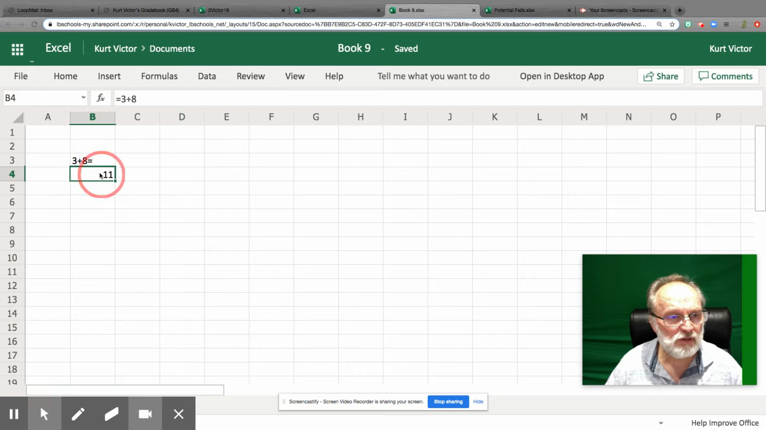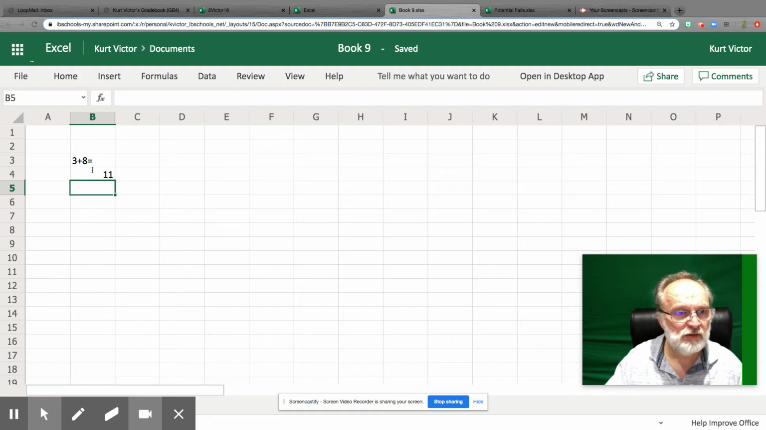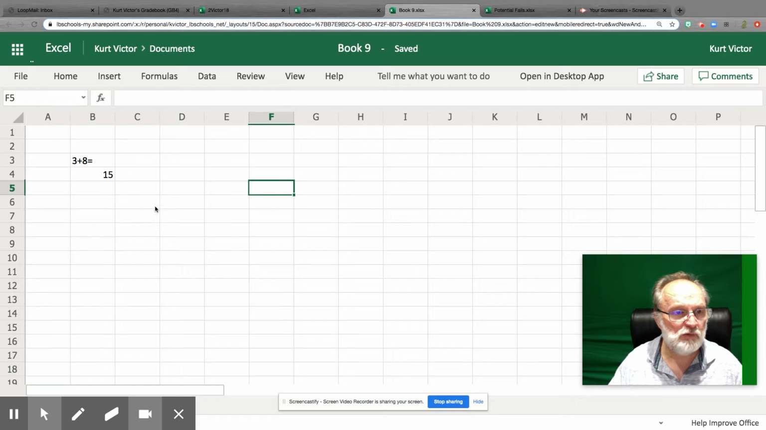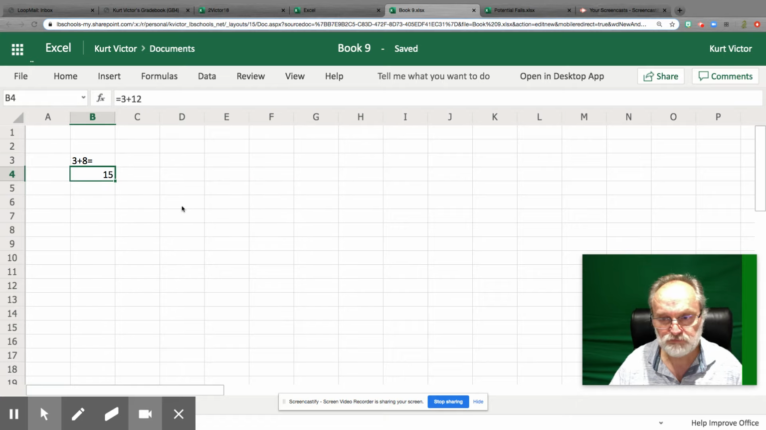Now if we come back and we click on the cell where we entered that formula, up here in the formula bar, you can see the formula we typed, and in the cell itself, once we hit enter, you see the result. Now you can come up here to the formula bar and you can edit or change the equation. You can say maybe plus 12, and then that will adjust the answer.